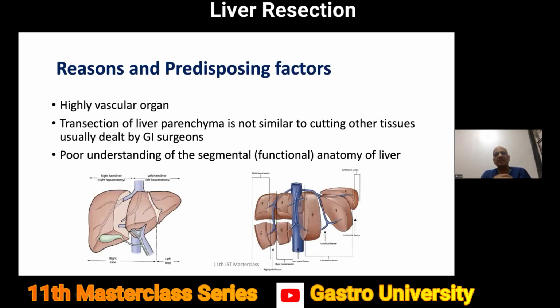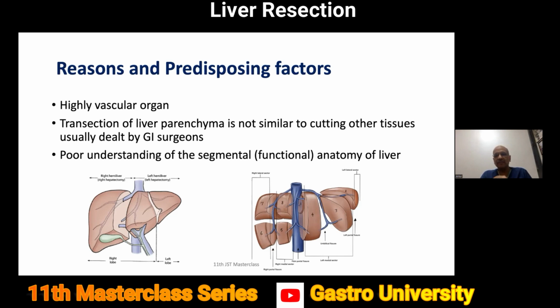So what are the reasons and predisposing factors that are responsible for bleeding during liver surgery? Mainly, as I've just said, liver is a highly vascular organ. Then transection of the liver parenchyma is not similar to cutting other tissues usually dealt with by GI surgeons. So you cannot just cut it with a cautery or with a knife. So we have to have techniques and devices to transect the liver. And then, of course, the poor understanding of the segmental functional anatomy of the liver.